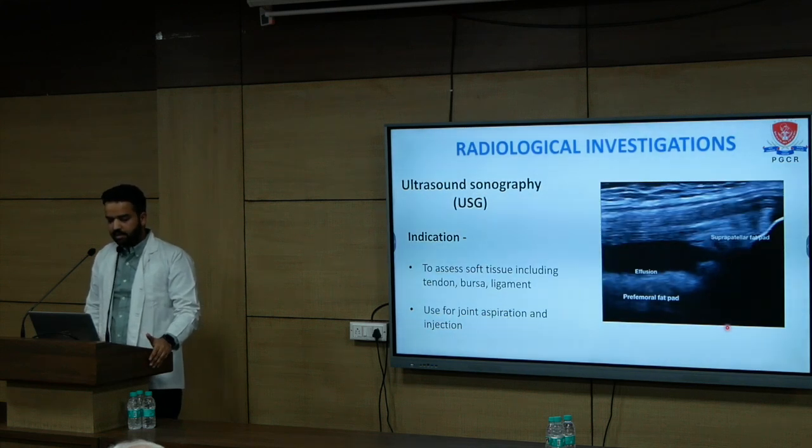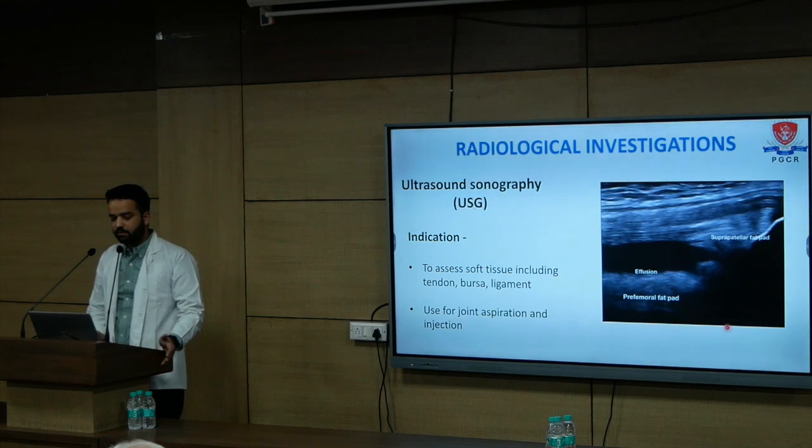The next one is USG. The indication of USG is to assess the soft tissue including tendon, bursa, ligament, and it is also used for joint aspiration and for injection.